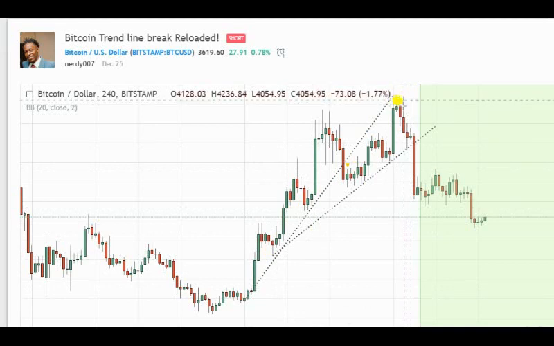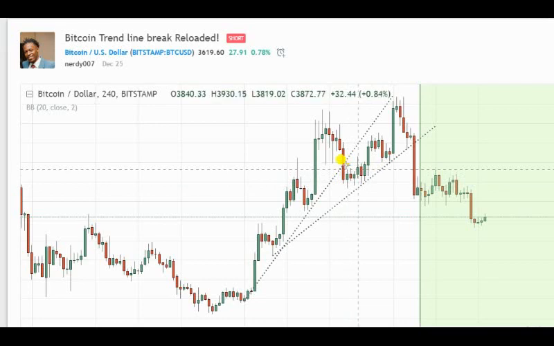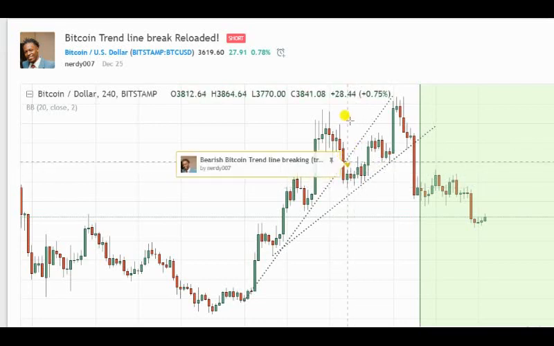So after this, it crashed down and broke the secondary trend line. And this is where we currently are, and this is our entry right here. So what's happening is that our trade is based on this break, this initial break, and this trend line.